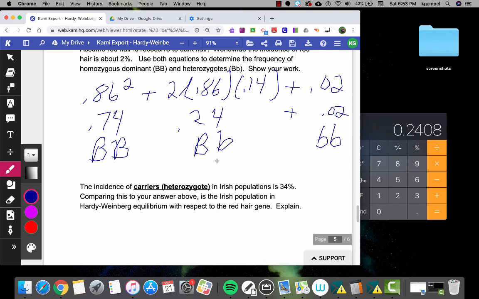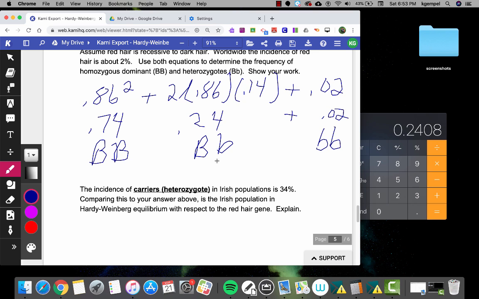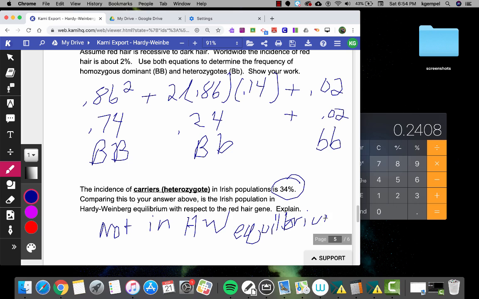And then what it's asking you is that in an Irish population, the incidence of individuals who are heterozygotes is 34%. Now, is 34% the same as 24%? No, they're different. So we would say that this population is not in Hardy-Weinberg equilibrium. So there's something interesting going on genetically. Maybe it was, and likely it was, a founding effect.